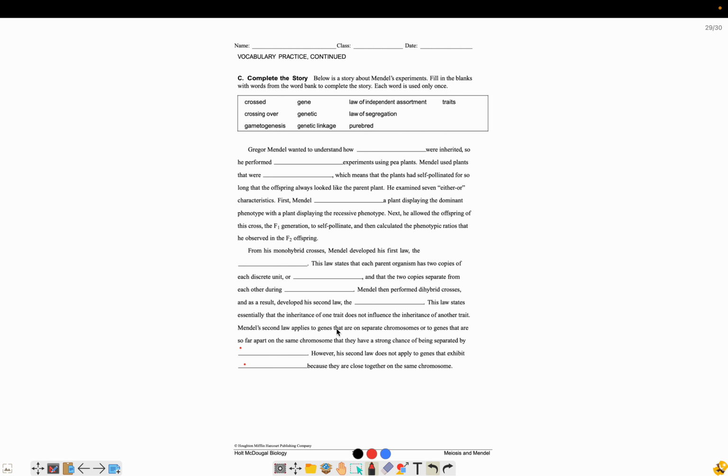So this one, I want you to read it first. But Mendel's second law applies to genes that separate on chromosomes, or to genes that are so far apart from the chromosomes that they have a strong chance of being separated by a process called crossing over. Remember, that happens in prophase 1 of meiosis. Very important for genetic diversity. This is how your genes get shuffled up, so crossing over.